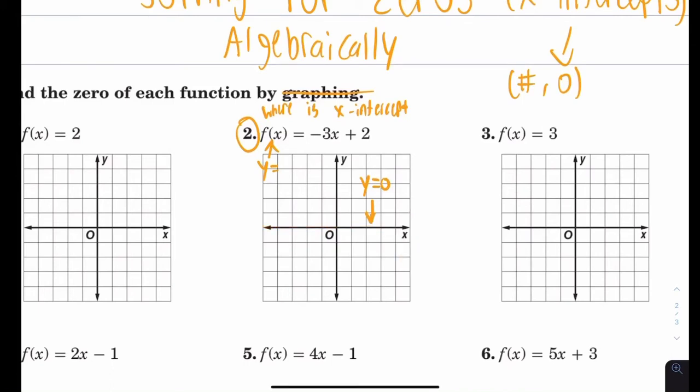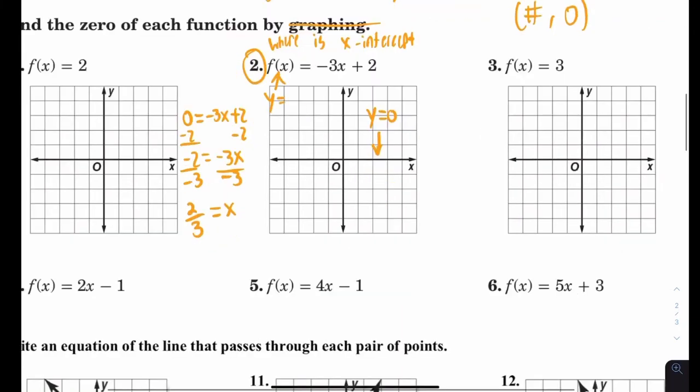I'm going to do that here on the left. 0 equals negative 3x plus 2. Then we're going to solve for x by using our normal algebra skills of subtracting 2. That makes negative 2 equal to negative 3x. We're going to divide by negative 3 to get x equals 2/3.